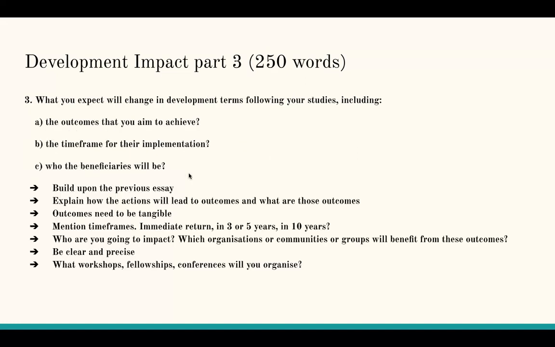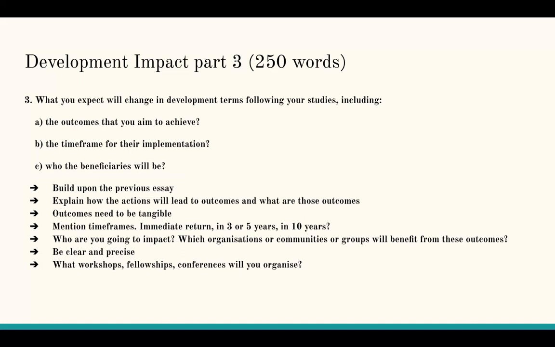Next, the development impact third question is, what you expect will change in development terms following your studies. So here they're asking for the outcomes you are planning to achieve, the time frame for the implementation, and the beneficiaries. It is a 250-word essay, which means that you have enough space. My first suggestion would be, though they asked you the outcomes, time frame, and beneficiaries in 3 different sections, please don't divide your essay into 3 different sections.